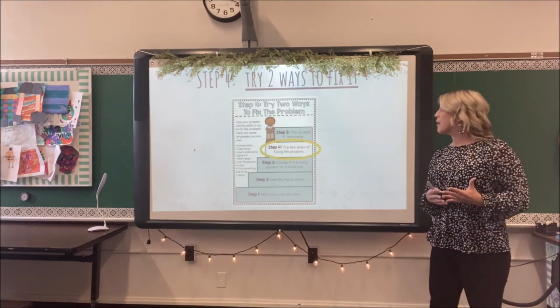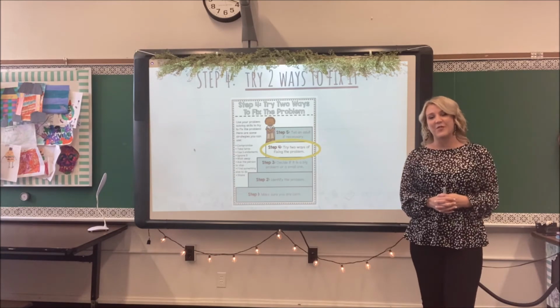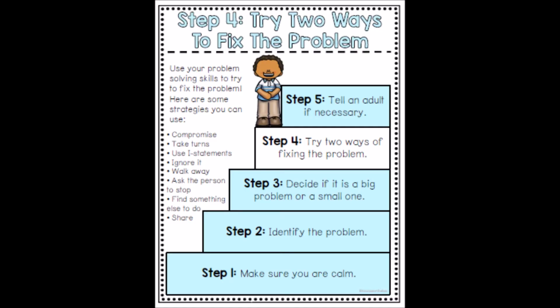If it's a small problem, try 2 different ways to fix the problem. Use your problem-solving skills you already have to try to fix the problem. Here are some strategies you can use. First one's you can compromise. You can decide to take turns. You can use I statements and explain to a person how you're feeling. You might say, I'm really frustrated right now because you won't stop bothering me.